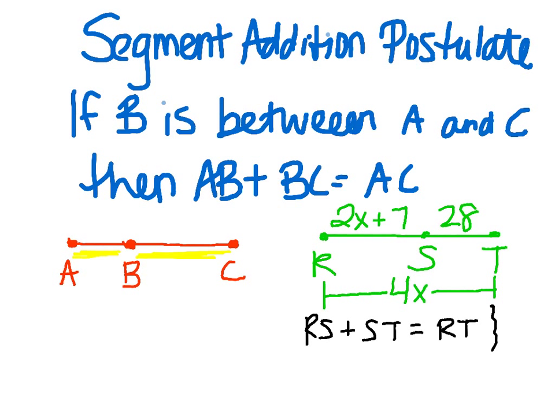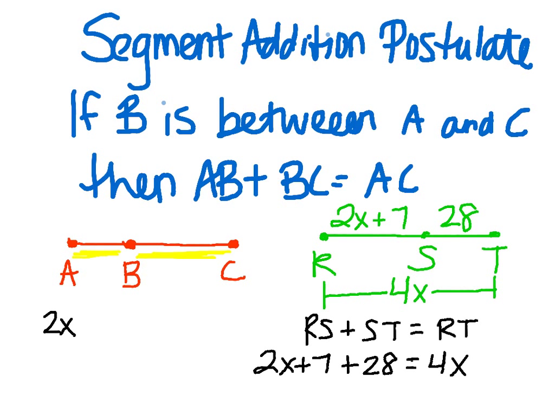Okay, so I've written out my segments, and I can now plug in what I know. All right, RS is 2x plus 7, ST is 28, and RT is 4x. And I would solve that just like I do an algebra problem. Okay, I'm going to have to slide over here now. So I have 2x, 7 and 28 make 35 equals 4x. I would subtract 2x. So I have 35 equals 2x. And then I would divide, and I would get that x is 17.5.